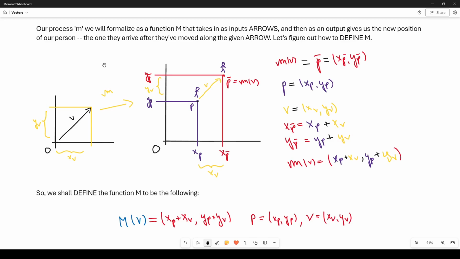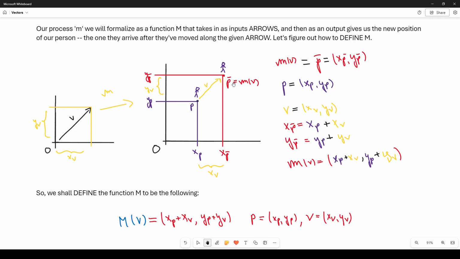Now we would like to formalize our process M, and we will formalize that as a function that takes in as inputs arrows, and then as an output gives us the new position of our person, the one they arrive at after they've moved along the given arrow. So what's happening? We make an arrow V using M, we send it to our person in their plane, it appears at their feet, and then they move along it to reach their new position.